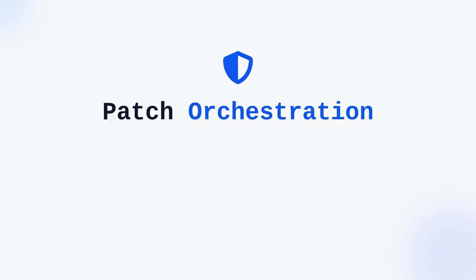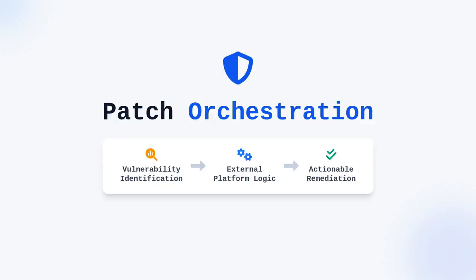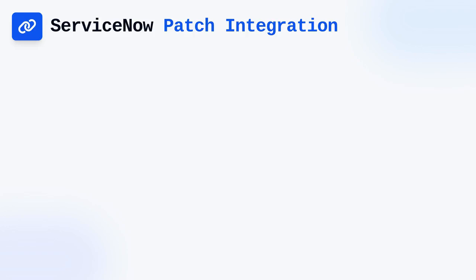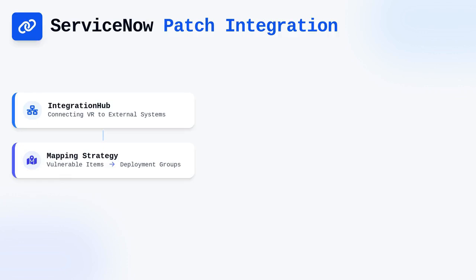Welcome to this exploration of patch orchestration, where we will translate vulnerability identification into actionable remediation through external platforms. In this chapter, we focus on the mechanics of connecting ServiceNow Vulnerability Response with external patch management systems using Integration Hub. Effectively automating patch deployment requires a deep understanding of how to map vulnerable items to specific deployment groups and how to manage the lifecycle of a patch task.